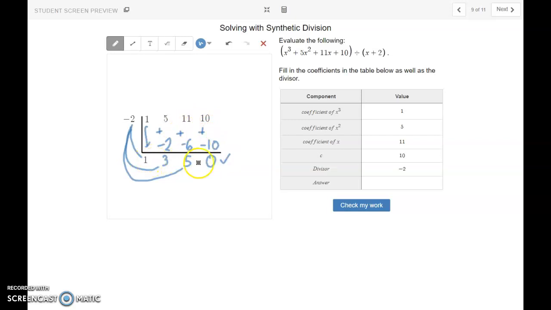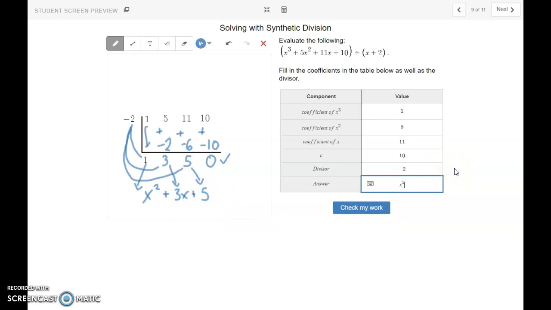So now what the answer is to take these three pieces and put them into an equation using the coefficients 1, 3, and 5 for the a, b, and c. x squared plus 3x plus 5. So you can see the 5 goes here, the 3 goes here, and the 1 goes there. So my final answer is x squared plus 3x plus 5. Okay, you can check your work.